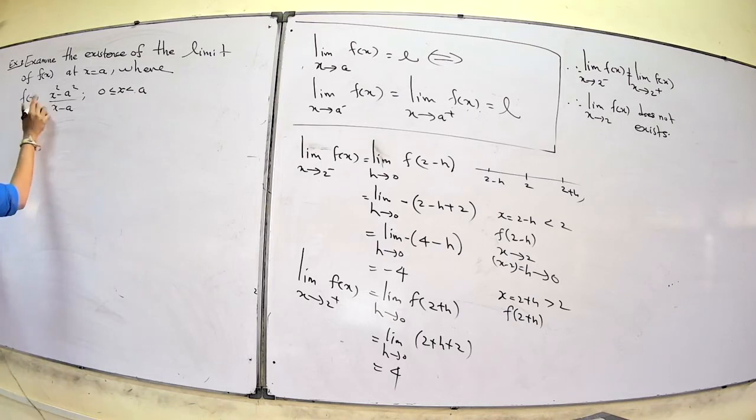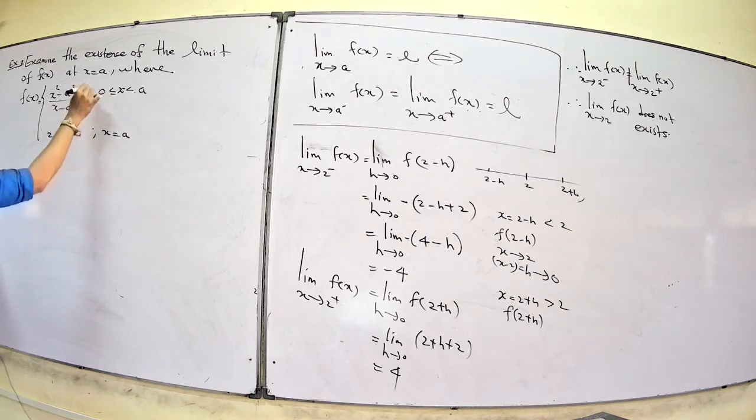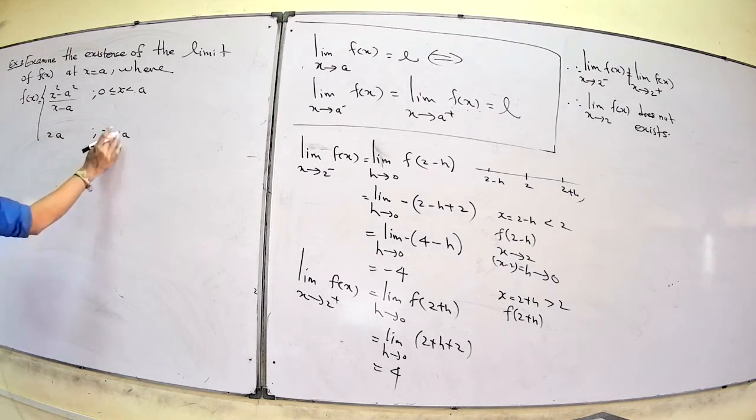It is defined like this: f(x) = 2a for x = a, and the other case for x ≥ a. You want to check the limit of this function as x tends to a. Same idea.